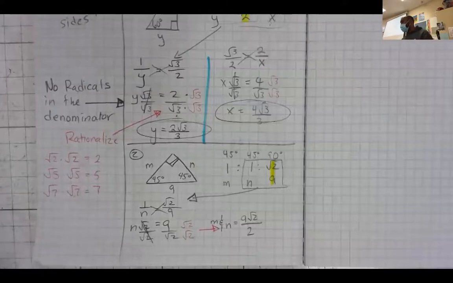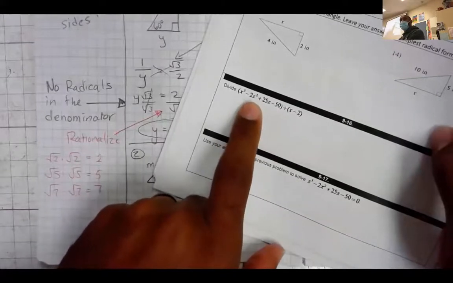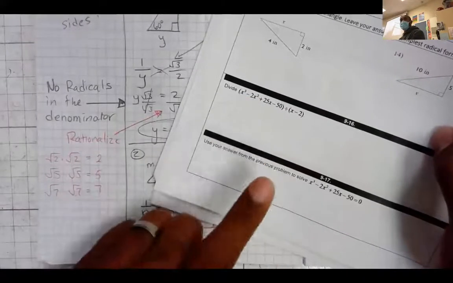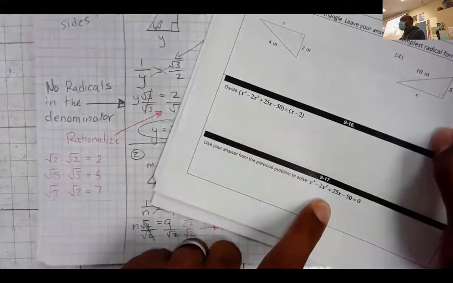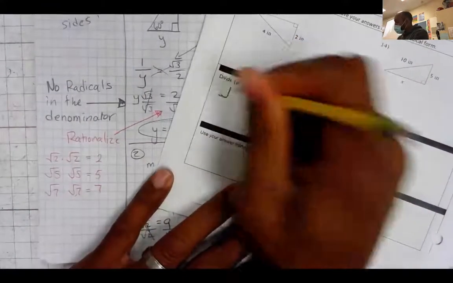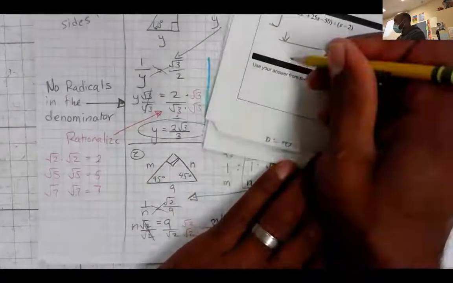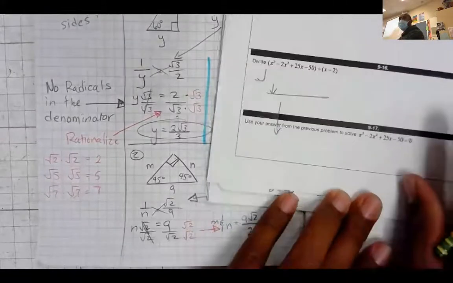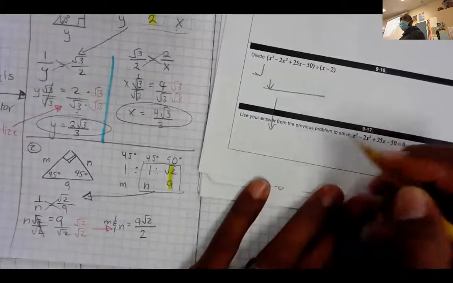The last part of the packet for the rest of the assignment just involves division. So you can use synthetic division or the box there, and then use your answer to solve, which just means you're going to have to completely factor. Okay, so here, use synthetic division to first divide. And then again, use that. This is the last problem in the packet.